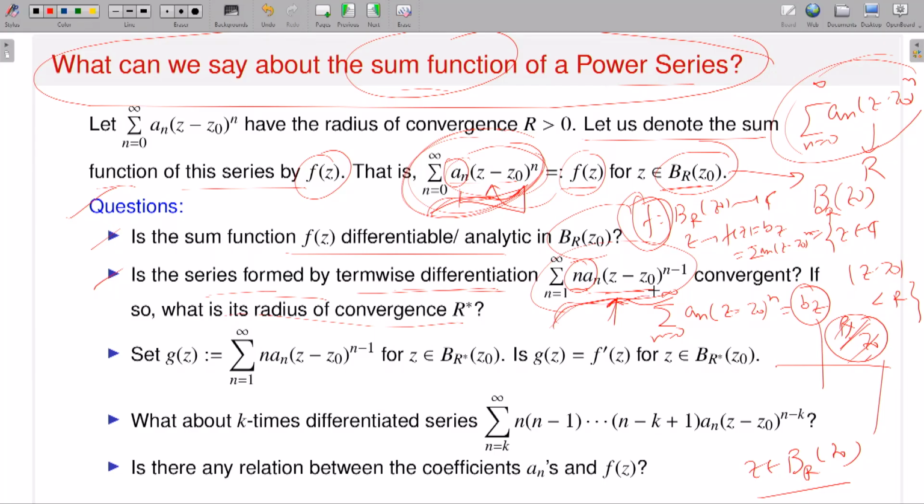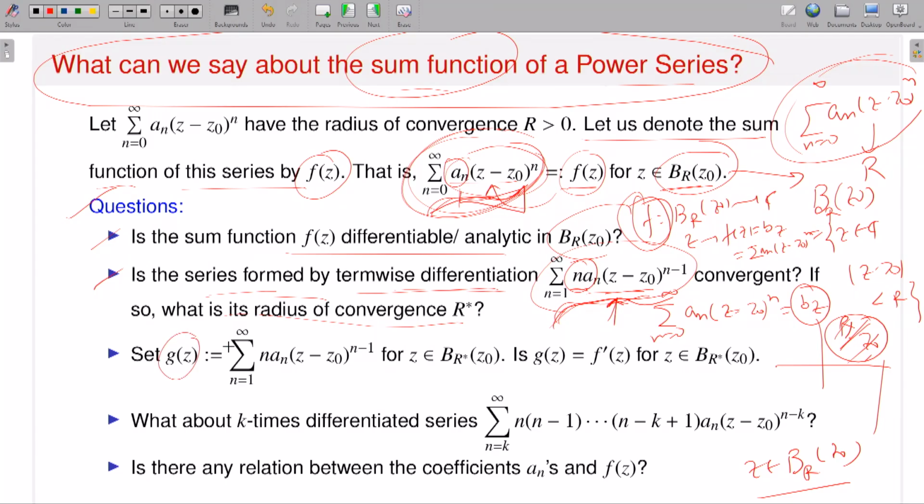Now once I have this series, of course it will have a radius of convergence. It will also have a sum function. Suppose g is the sum function of this derived series, obtained by taking one differentiation of each term of the original series. So this will be a sum function, for z belonging to the radius of convergence R star of this series.